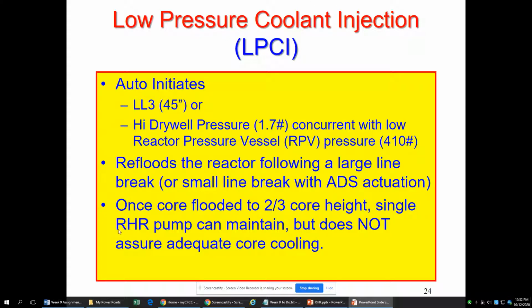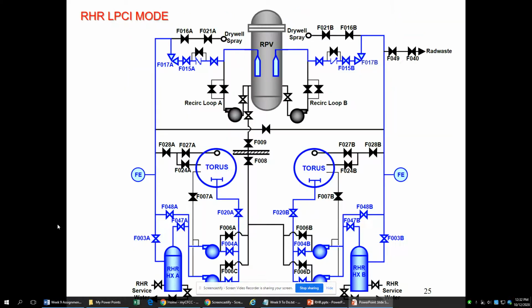If the core is at 2/3 of core height, so we've let all the water drain out that can, one RHR pump can keep us right there at that 2/3 core height. So we need at least 2 pumps to actually flood the thing out, and we have 4 altogether, so we can probably manage to piece together 2.